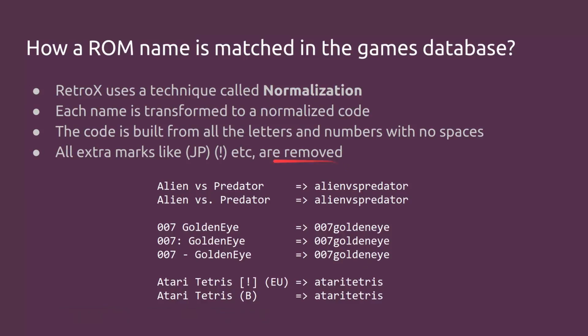This is a common technique used in programming, where you apply something that is called normalization. You take something that has several ways to be represented, and you turn it into something that is unique. So, using this method, it doesn't matter how different the game names are, they always end like a code, as in this example.